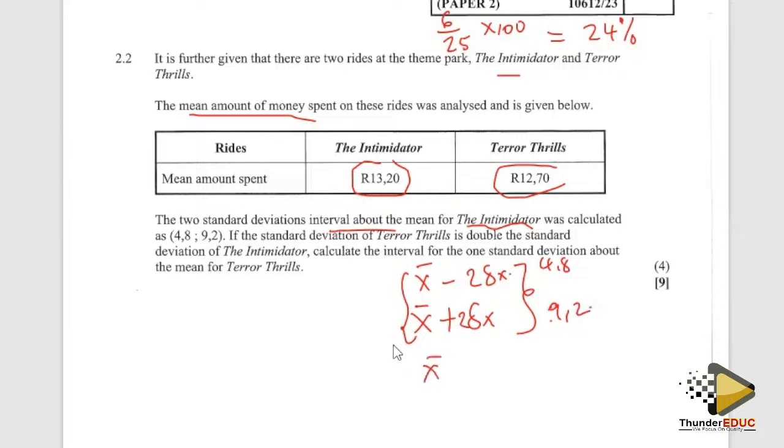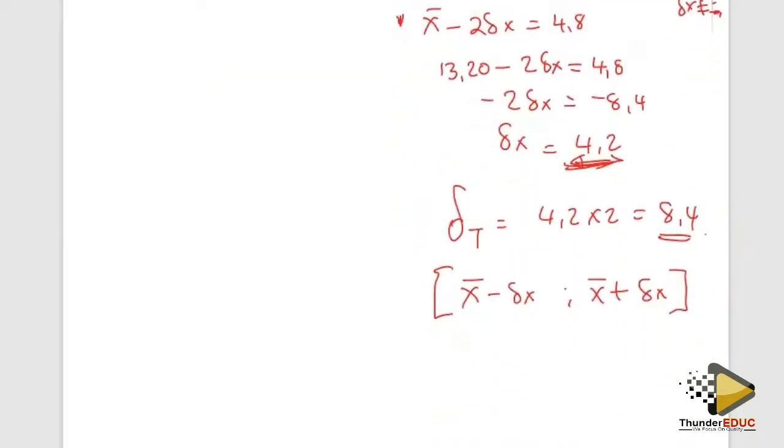So in other words, the mean minus twice the standard deviation is equal to 4.8. And then the mean plus twice the standard deviation must give us 9.2. Okay, let's see. If I use this first interval, our mean is 13 rands and 20 cents, minus twice the standard deviation. That's what I'm going to use. So 12.70 minus 8.4, and then 12.70 plus 8.4.